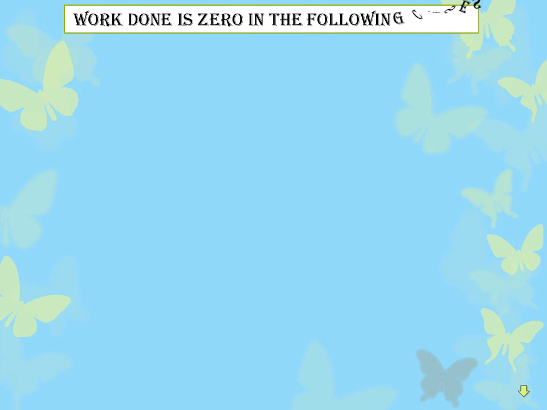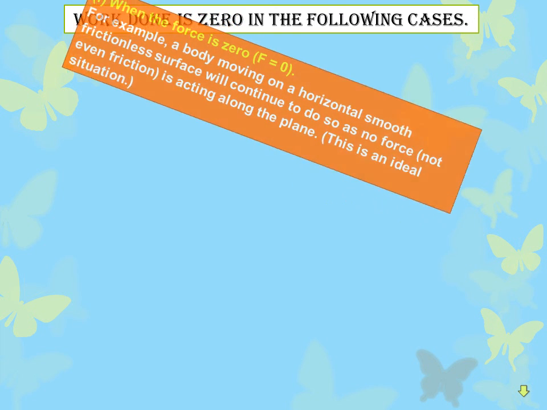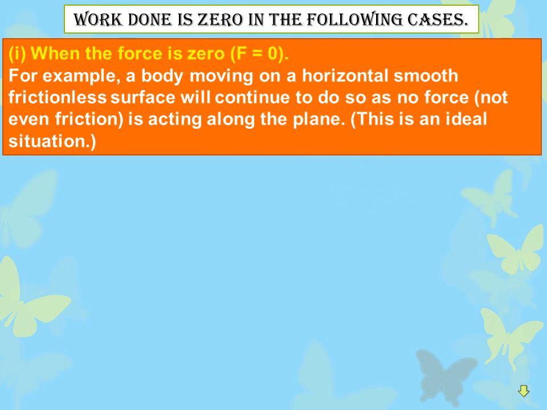Next one, work done is 0 in the following cases. First one, when the force is 0, that means F is equal to 0, what will happen? Let's see. For example, a body moving on a horizontal smooth frictionless surface will continue to do so as there is no force. That means not even friction is acting along the plane. This is an ideal situation.